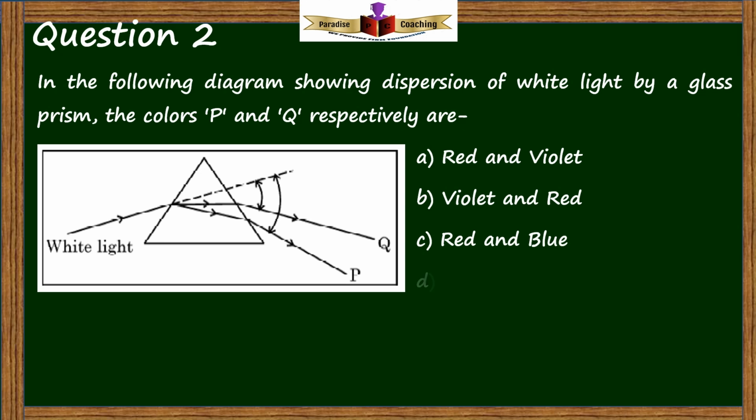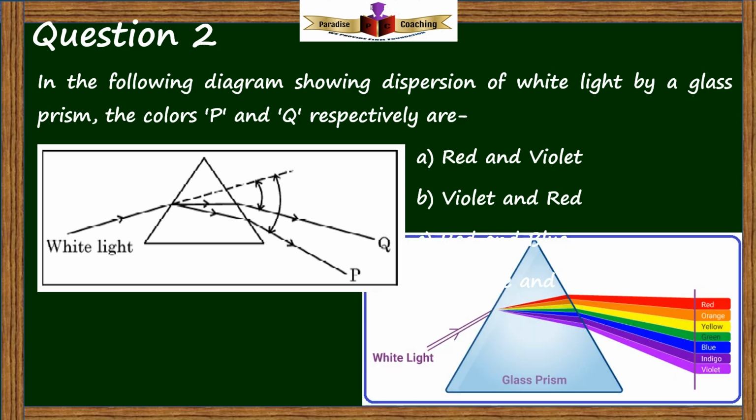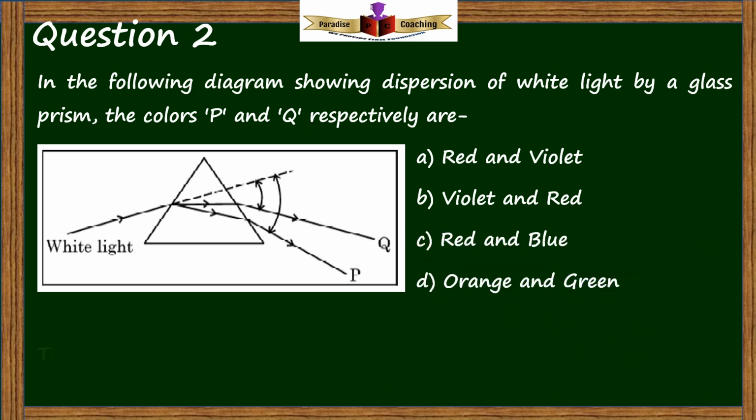Here are the options. A. Red and violet. B. Violet and red. C. Red and blue. D. Orange and green. Here is the spectrum when dispersion of light occurs. Red is deviated least as compared to violet, as shown in the figure. Therefore, the correct answer is option B, violet and red.